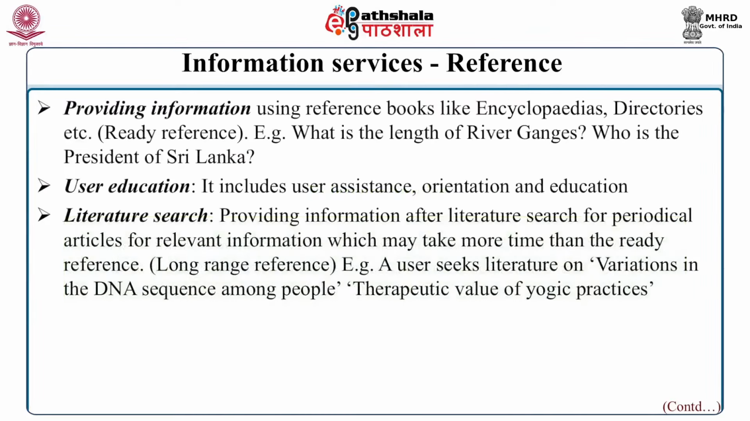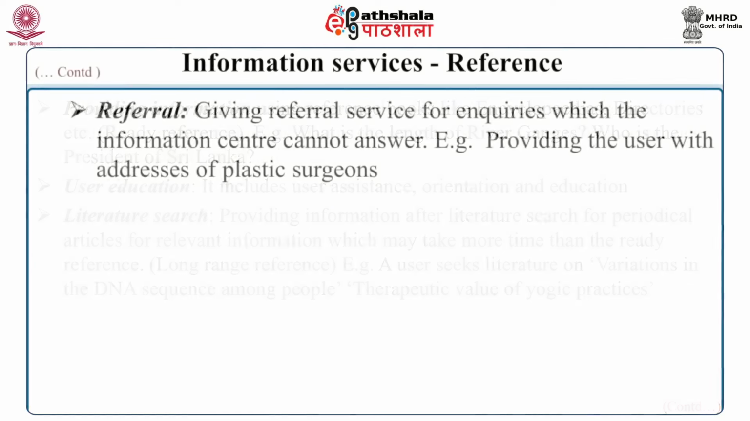So the purpose is providing information using reference books, then providing user education, that is, assistant orientation and making him learn how to make use of the books, then literature search, then referral service, that is, providing information which is not available in our library, but providing him with the address from where he can get that information. For example, providing the user with the address of a plastic surgeon whom he can contact to get that information.